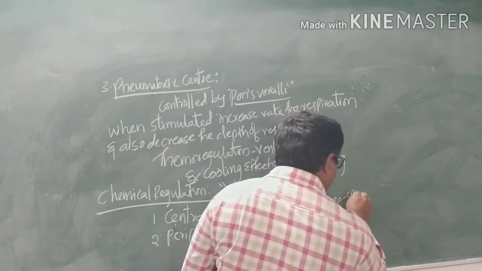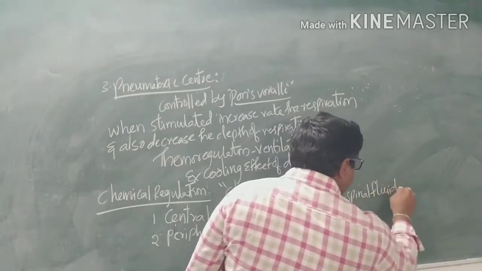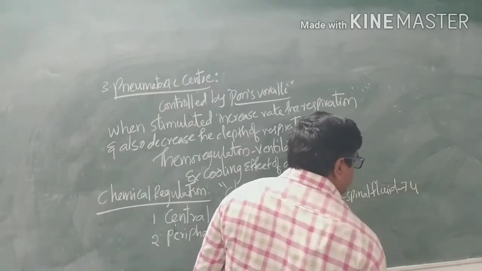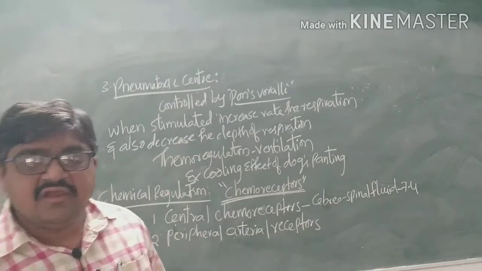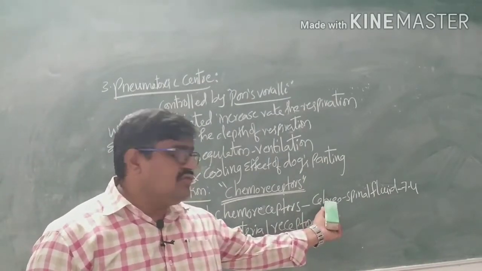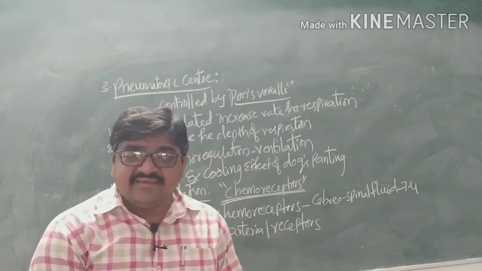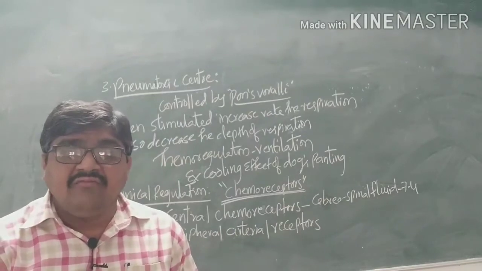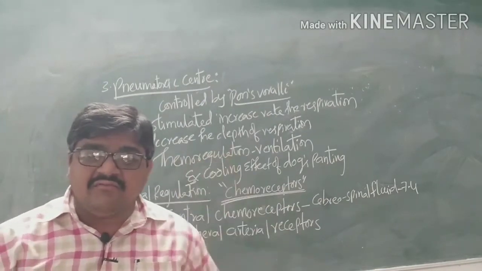The cerebrospinal fluid has a pH of 7.4. That indicates the acidity of an organism, and here the cerebrospinal fluid is 7.4, where it is neutralized, and it is helpful for increasing and decreasing the rate of respiration.